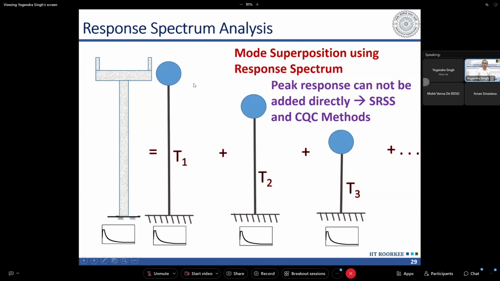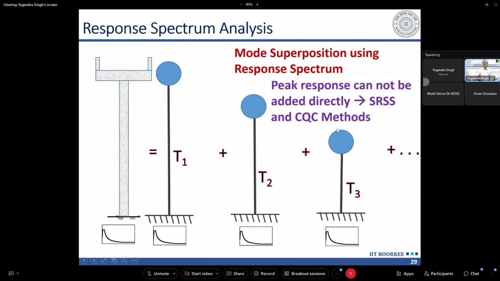So I'm getting peak response, but those peak responses are not occurring simultaneously. Those are occurring at different instants of time. So it is not reasonable, it will be too conservative if I'm adding those peak responses, peak response of each single degree of freedom system directly. So that absolute sum is not realistic.